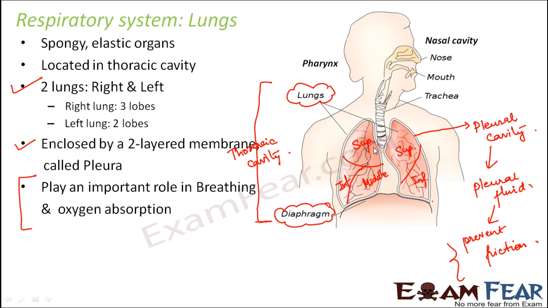Once we breathe, we just take in the oxygen, but that oxygen also needs to be supplied to the cells of the body. So that exchange, the exact exchange of oxygen, also takes place within the lungs. That is why lungs are the most important organ of the human respiratory system.